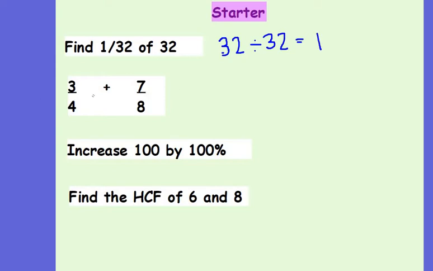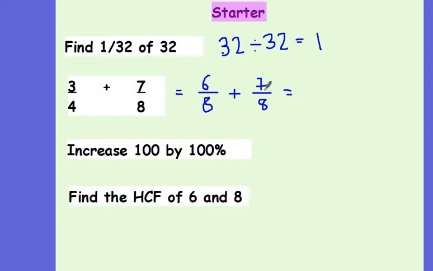For the second one, I've got two fractions. I need to make the denominators the same before I add them. I'm going to make both denominators 8. Vicky, what's 3/4 as in something over 8? 6 over 8, great. We've multiplied top and bottom by 2 to give us 6 over 8.